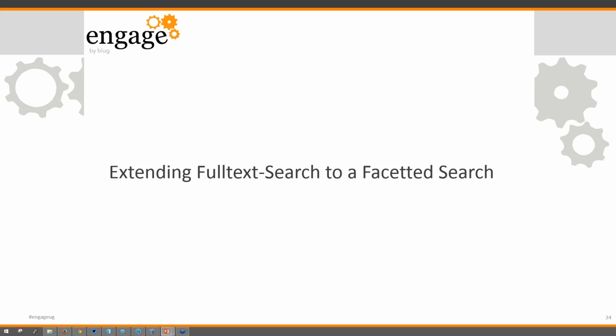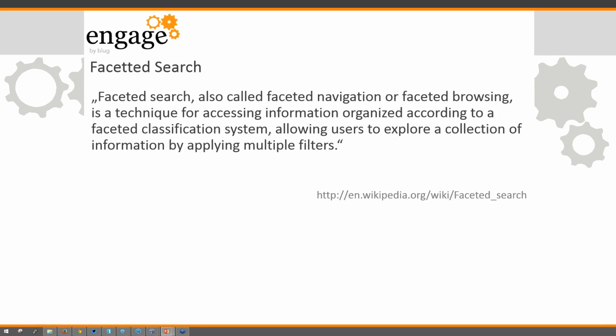The last part, I will hurry up a bit. Extending a full text search to a so-called faceted search. This is an extract from Wikipedia. What is a faceted search? Let's say, in my own words, a faceted search filters information via so-called meta information, meta tags, with additional meta tags.